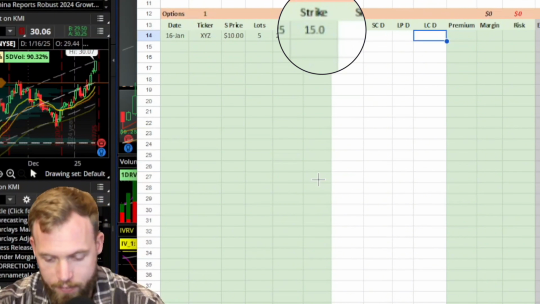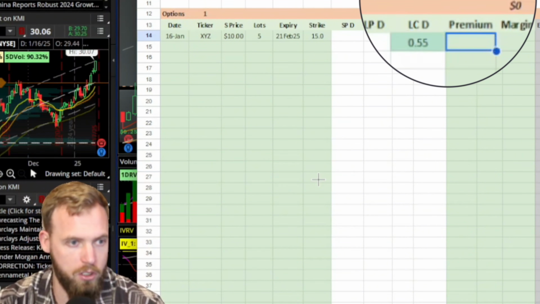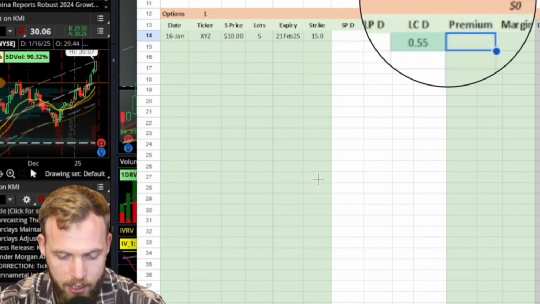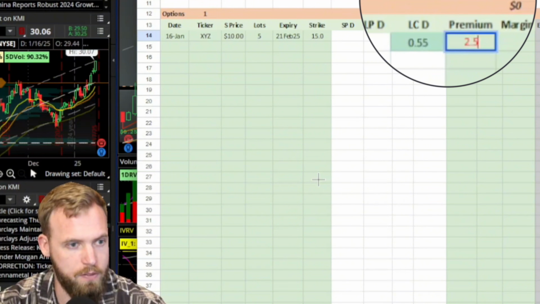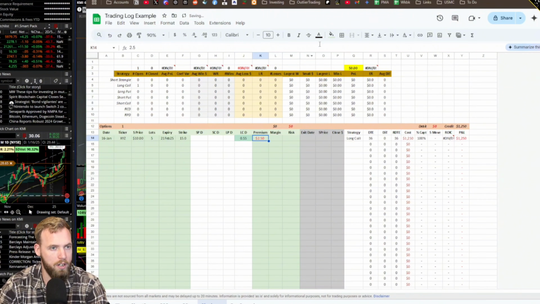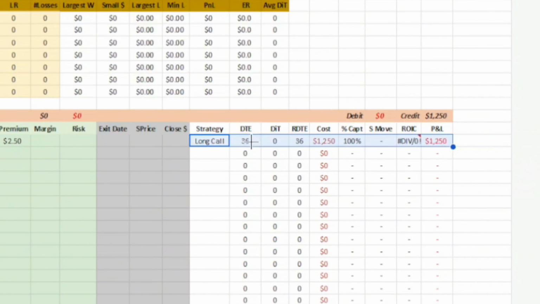Well, what I do is I find a call. I find a 55 delta call. The total premium to get into that call is $2.50. Now, one of the things you'll notice right out of the gate is it does a bunch of math for me off to the side, and it actually helps me codify what the strategy is right out of the gate.